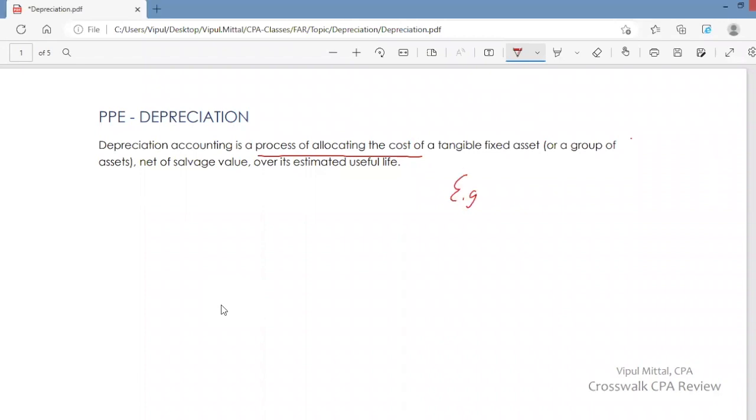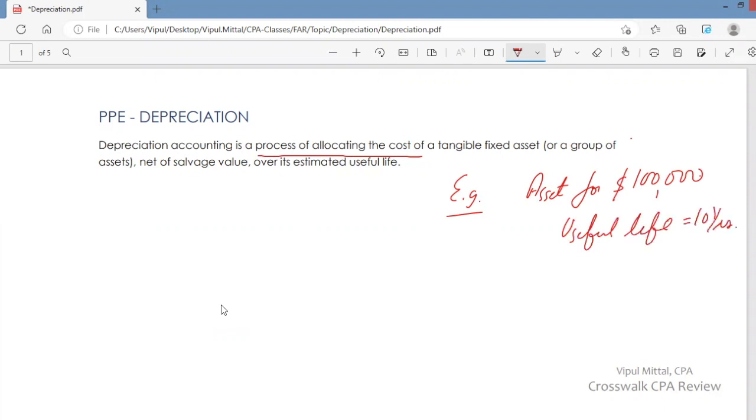For example, you acquire an asset for $100,000. Its useful life is 10 years. All right. Now, you are capitalizing this asset. You are not expensing this amount of $100,000. When you're capitalizing this, you're also depreciating this asset. That is, you're allocating this cost of $100,000 over its useful life.